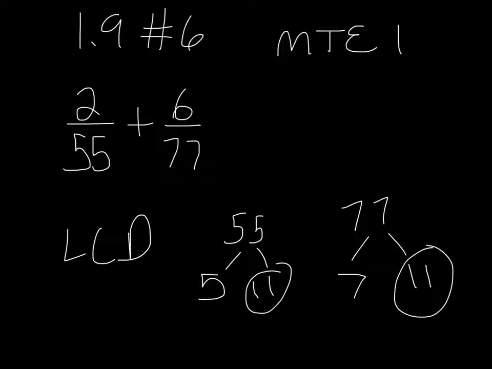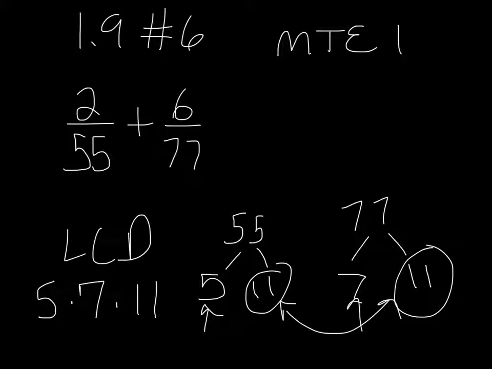So our LCD would be 5 times 7 times 11. So anything they have in common, you just count once. Now, if they each had two 11s in common, then of course you would need two 11s. But you don't need to do 5 times 7 times 11 times 11. It will be a common denominator, but not the lowest common denominator. And then, of course, whatever's left over for prime factors, you have to include those too. So we have 5 times 7 times 11. That would be 35 times 11.